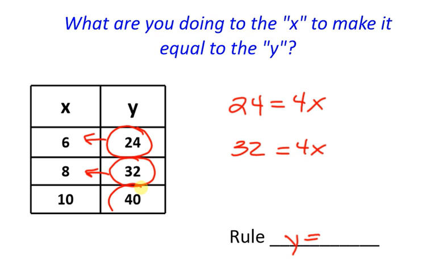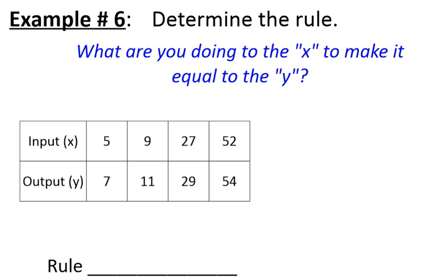But then let's check this one. Here we have 40. How do I get from 10 to 40? Because it's going to be 40 equals. Can I multiply times 4 also? Yes, I can. Okay? Now check all of these. 4 times 6, does it give me 24? Yes. 4 times 8, does it give me 32? Yes. 4 times 10, do I get 40? Yes. So my rule is y equals 4x. Let's try another one.